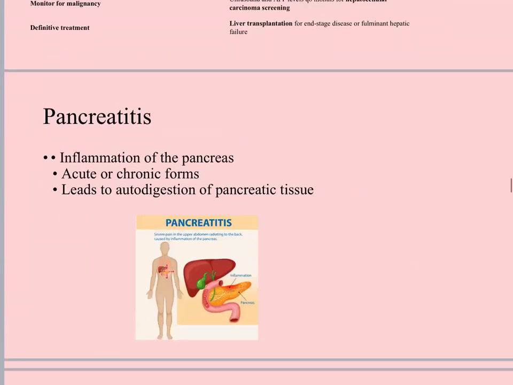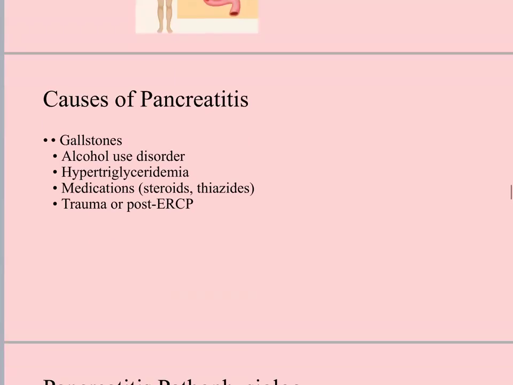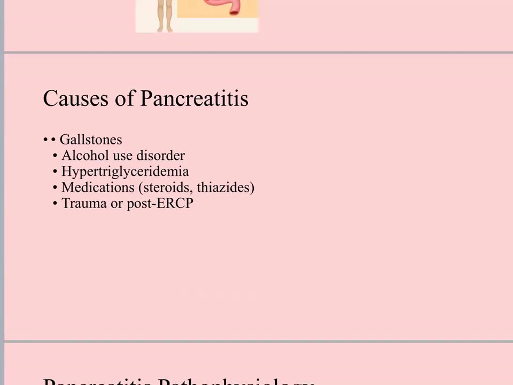So moving on to pancreatitis. This is inflammation of the pancreas. There are acute or chronic forms. I'll be focusing more on the acute form today. And this is autodigestion of the pancreatic tissue. So, just a refresher, our pancreas is sitting there right behind our belly button. And typically, the pain people get when they have pancreatitis is centered right in that area. So pancreatitis can be caused by gallstones because the gallbladder sits right there.